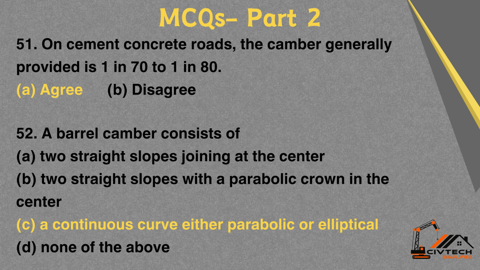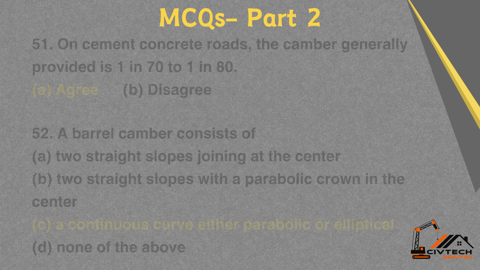2 straight slopes joining at the center. B. 2 straight slopes with a parabolic crown in the center. C. A continuous curve, either parabolic or elliptical. D. None of the above. Correct option: C. A continuous curve, either parabolic or elliptical.